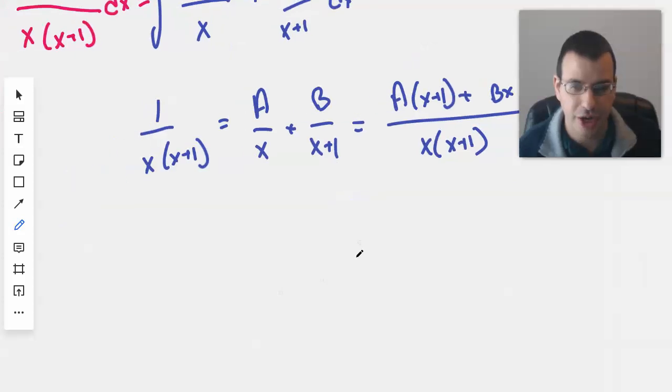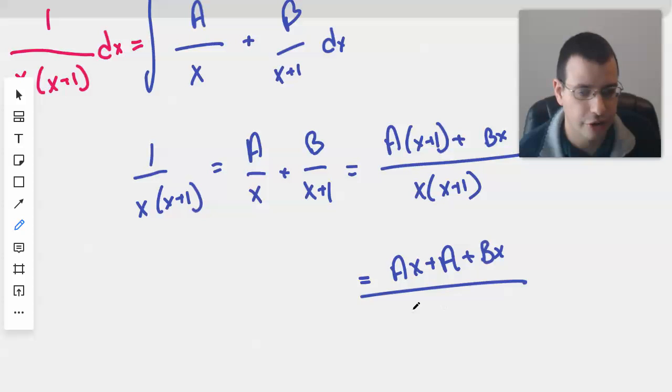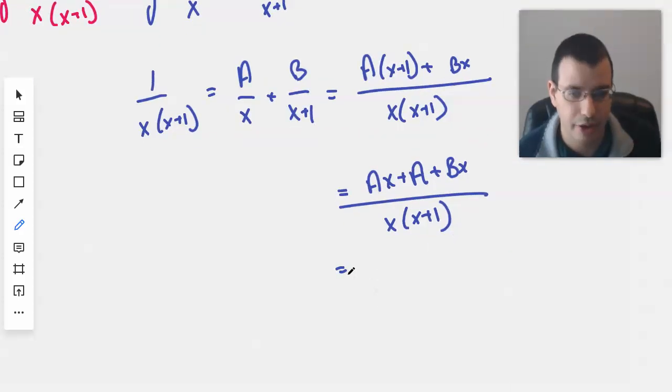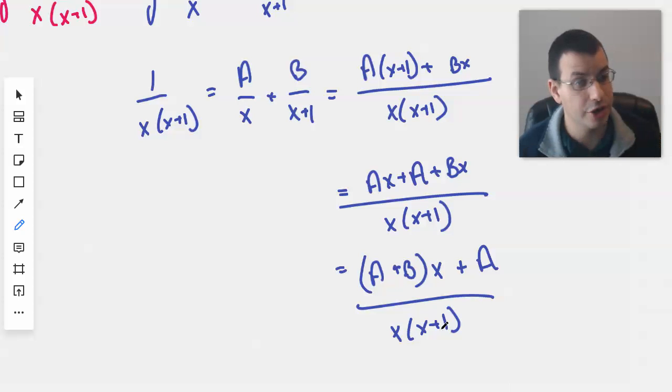If we rewrite that again, we have Ax plus A plus Bx over x times x plus 1. Then rewriting it one more time, we have A plus B times x, plus A, over x times x plus 1. All right, so now we look at the numerators.